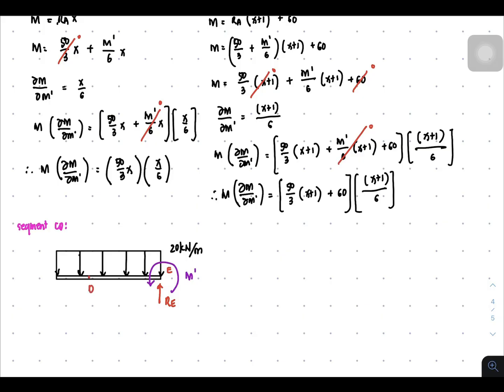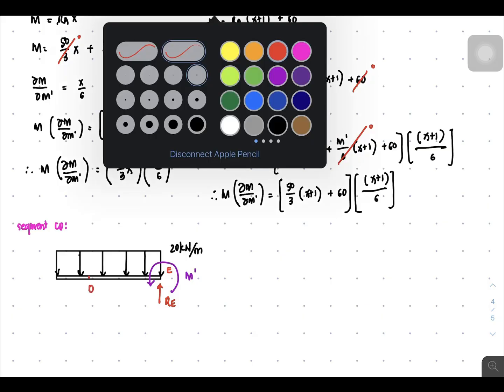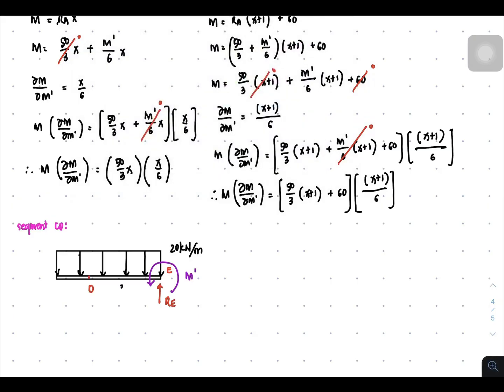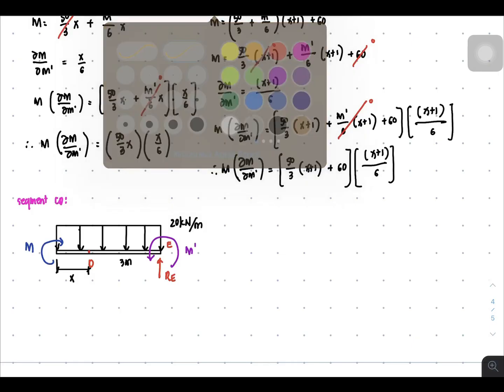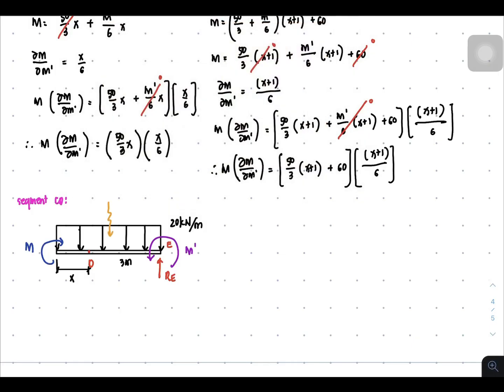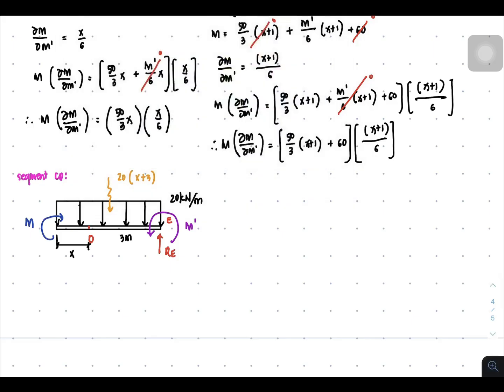Then this is point D, where the distance from D to E is 3 meters, and the distance from D to the point of cutting is equal to x. At the point where the point of cutting is, you have the moment M. And in this case, we can now get the resultant. It's going to be the product of 20 times the distribution length, which is x plus 3. So let us continue. Summation of moment at the point of cutting equal to 0.